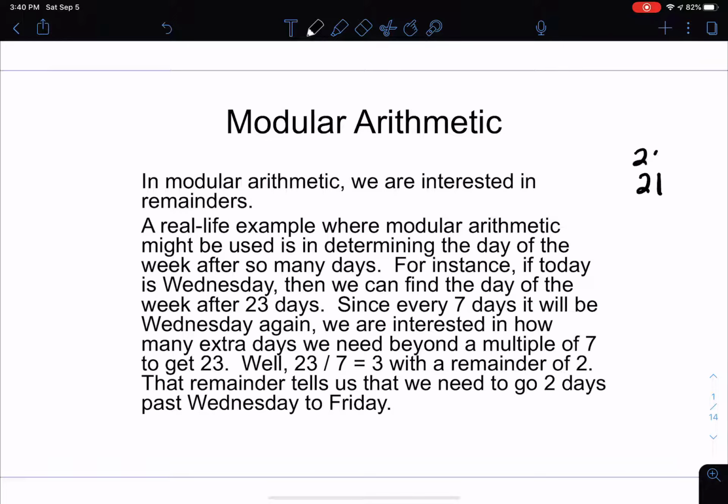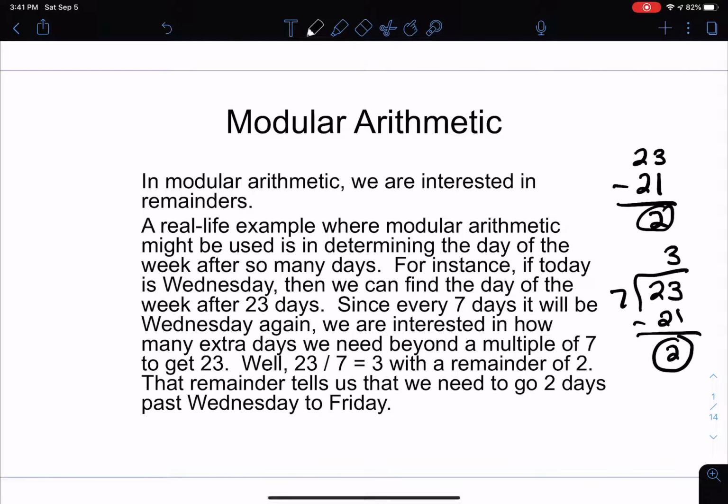And if you think about 23, we need to go 2 days past 21. Or if you did a division, 23 divided by 7 days in a week, you would see that your remainder is 2. So you need to go 2 days past Wednesday. You can count on your fingers if you want, but you can probably do it in your head too. So Thursday, Friday. Friday is 2 days past Wednesday. So that's what day of the week it'll be in 23 days.